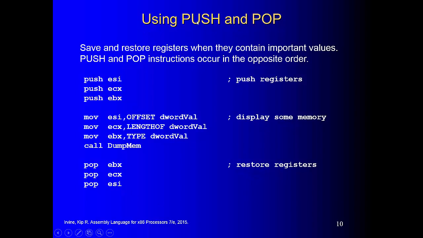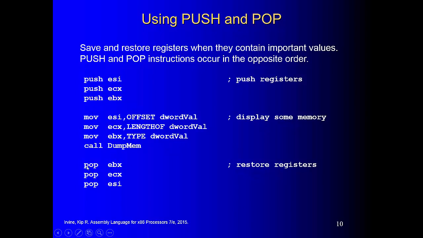Using push and pop, you can save and restore register values. We can push ESI, ECX, and EBX to the stack. After three push operations, EBX will be on the top of the stack and ESI will be on the bottom of the stack. And we can do something in the middle. We can use ESI, ECX, and EBX to do something like a loop or other things. After we finish our task, we can restore these register values.